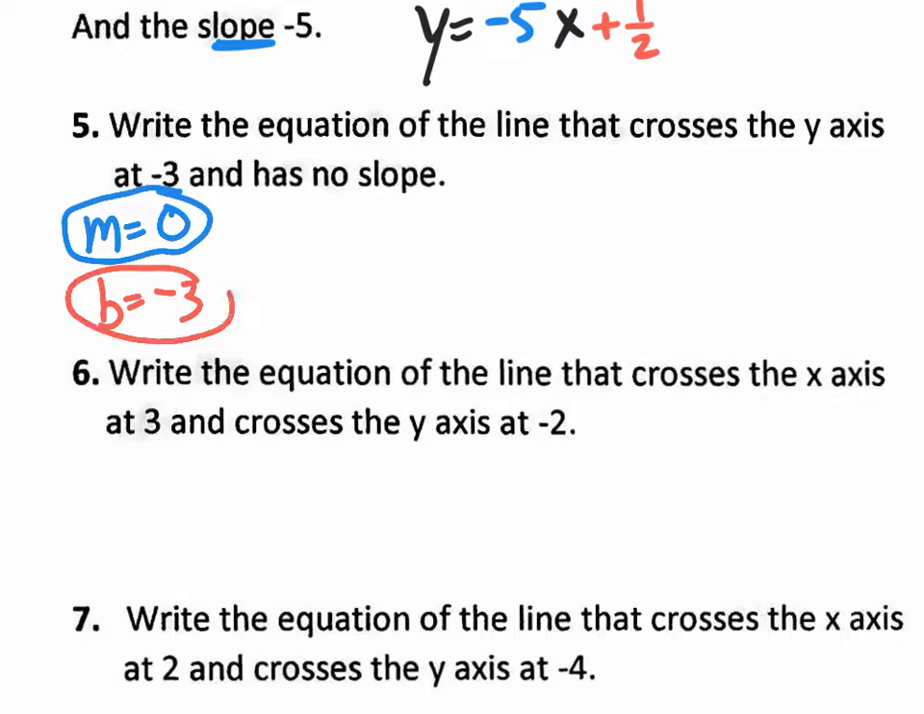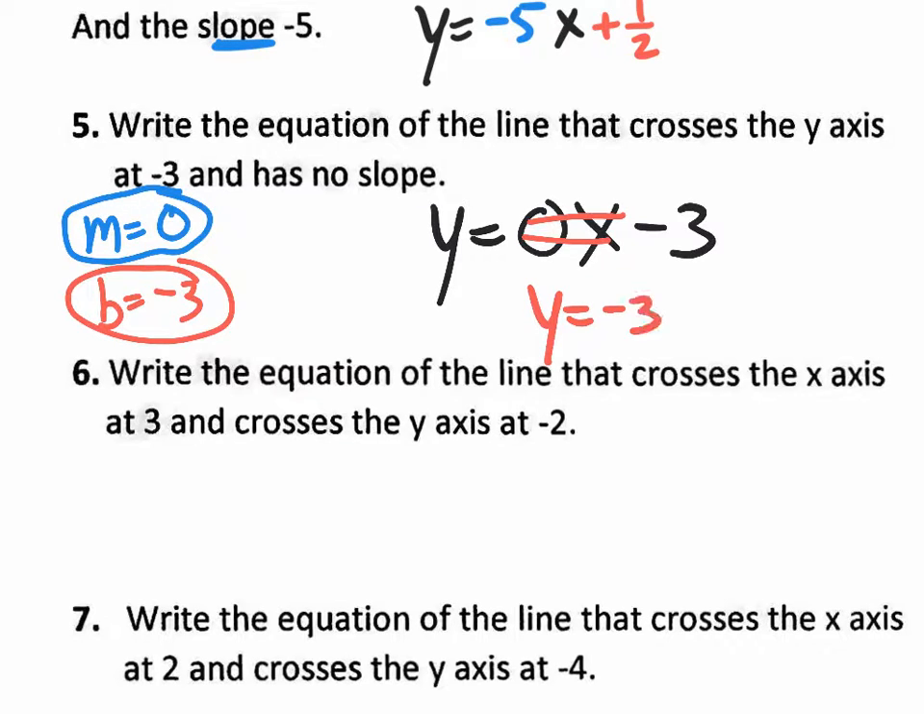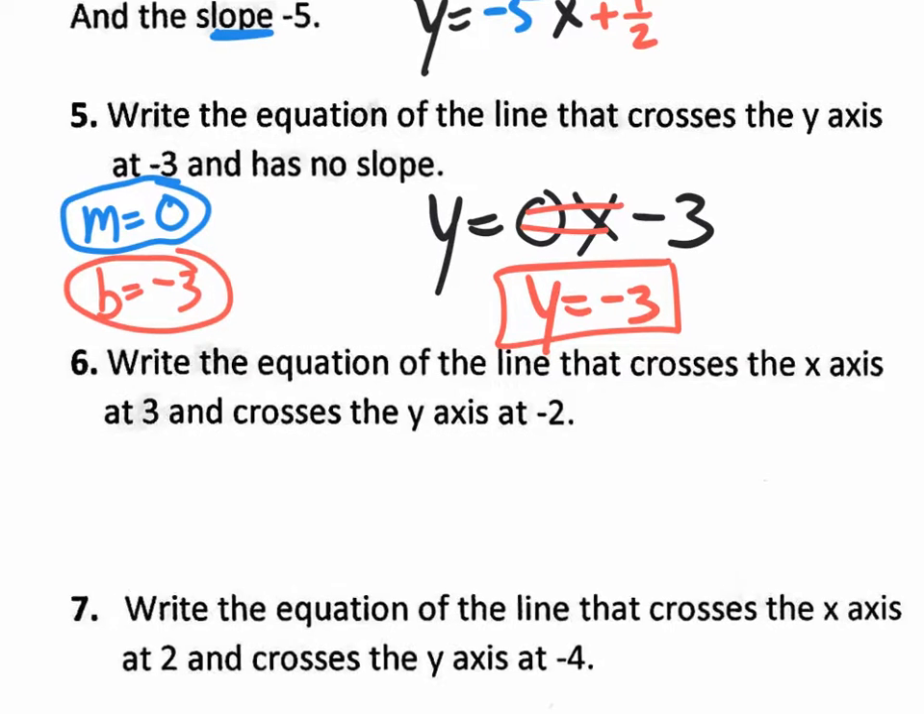Now, we do have both m and b, and that's all we need. So what's our equation going to be? y equals 0x minus 3. Now, of course, the better equation: 0 times x means that there is no x. So the better equation will be y equals -3. And that is an equation that's in slope-intercept form. Your slope is 0, your y-intercept is -3. Let's move on to number 6.